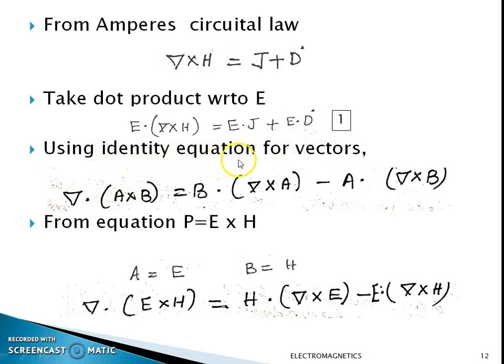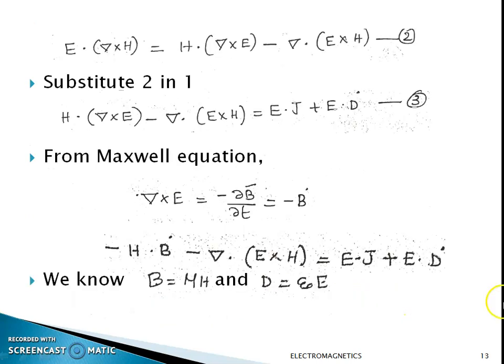By using the vector identity, del dot A cross B is equal to B dot del cross A minus A dot del cross B. From the Poynting theorem, the total power P is equal to E cross H. Here in place of A we take E, and in place of B we take H. So this equation can be written as del dot E cross H is equal to H dot del cross E minus E dot del cross H.